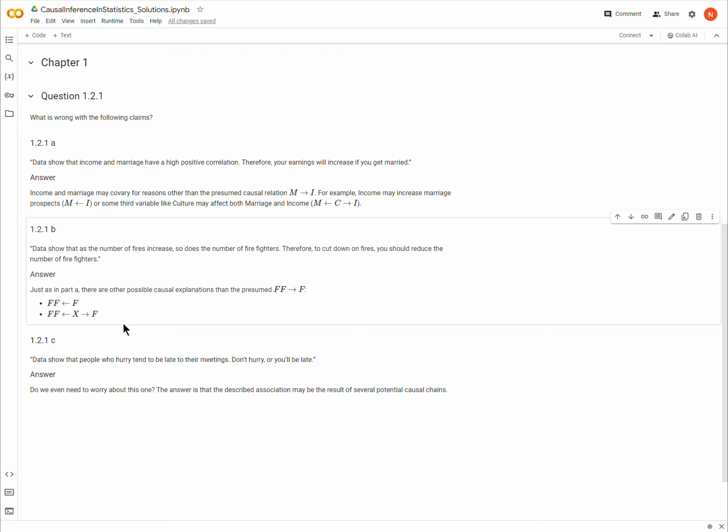You can read through my answers here in the Colab sheet, which will be available in the description. But again, the major points here are that just because we have an observed association in data, we cannot therefore make causal conclusions, right? Because there are often several possible causal conclusions that would explain the same association. Okay, and that's all that this first question is trying to get you to do.